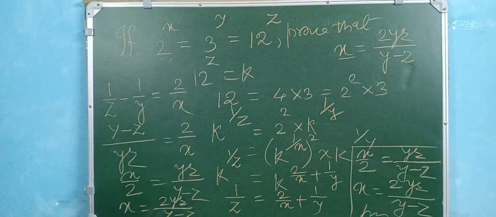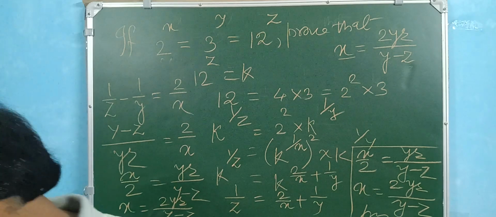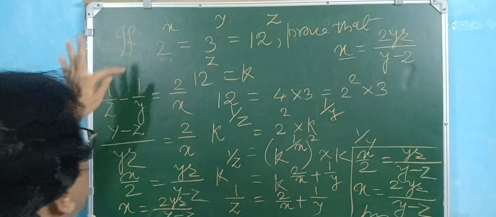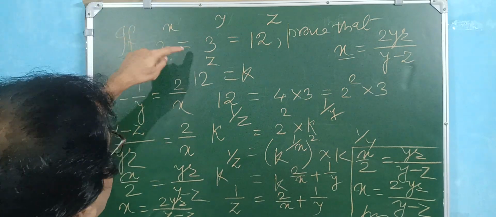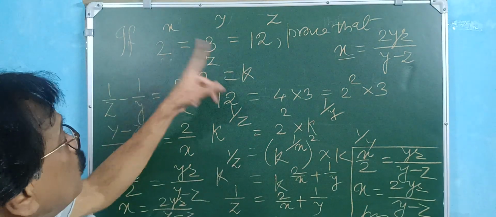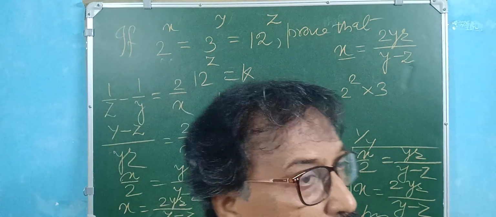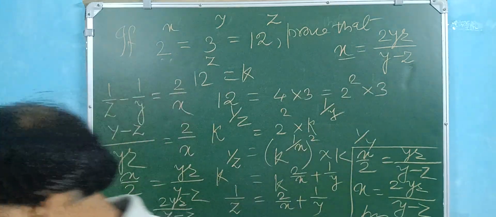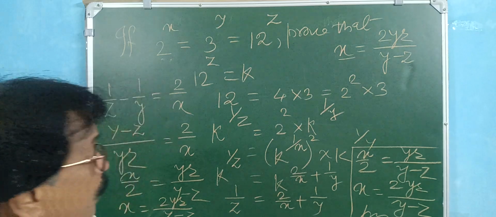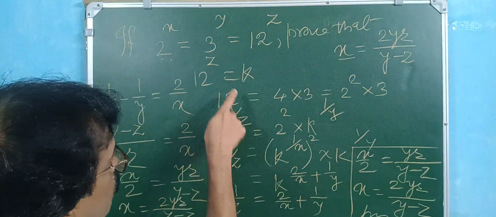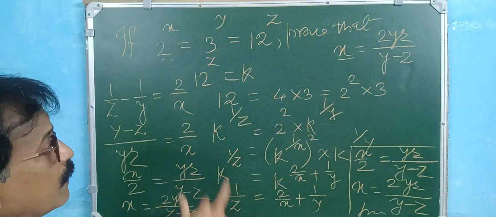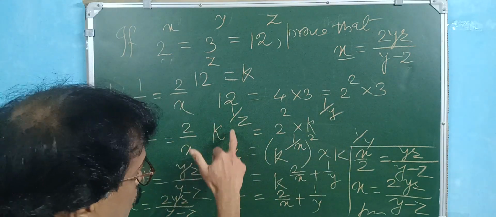Okay. Now just I repeat the sum. If this, prove that this. That means 2 to the power x is equal to 3 to the power y, 12 to the power z. Just you take k. So actually 2 is 1 by x, 3 is 1 by y, and 12 is 1 by z. Just 12 you break in this way, 4 into 3. 4 means 2 square into 3. In place of 12 you write k to the power 1 by z.